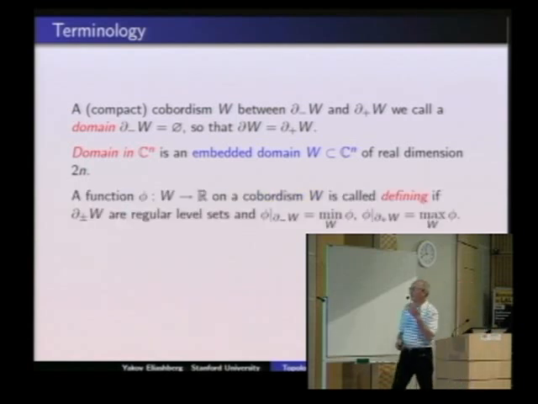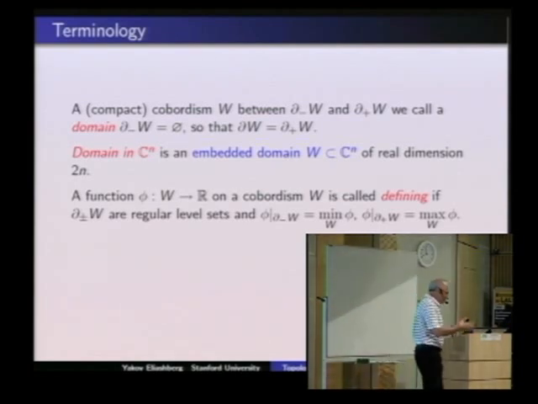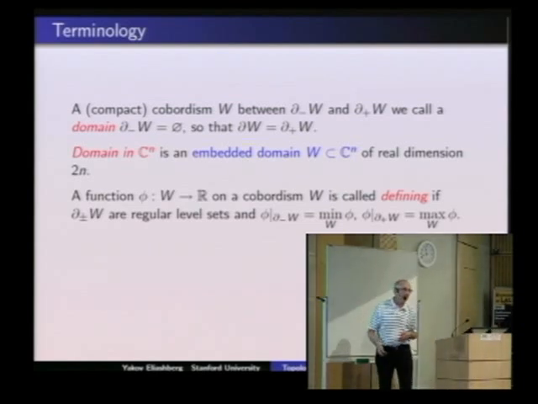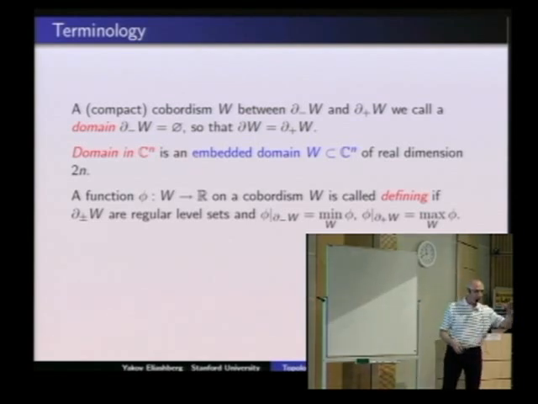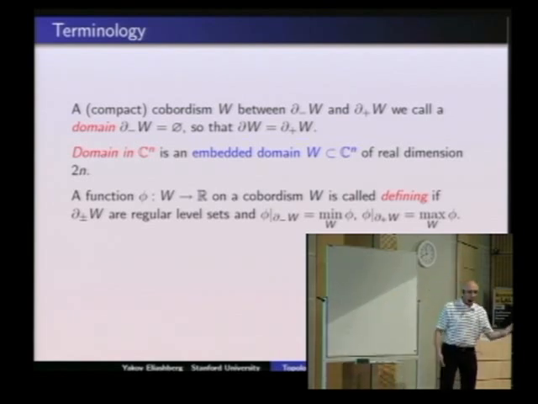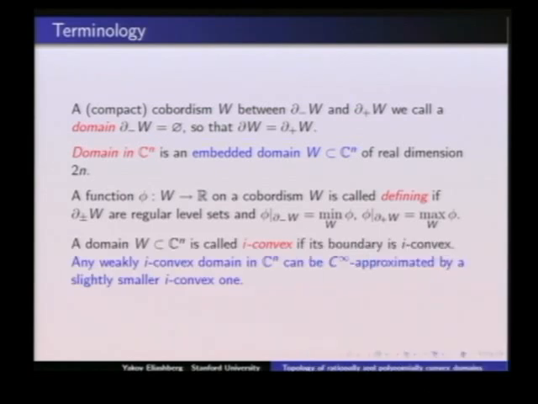When talking about cobordism, we like to consider a function which is constant on the boundary and attains its minimum and maximum on the boundary components, and I will be calling such a function defining. So a defining function is always a function on a cobordism which attains its maximum and minimum on the boundaries, respectively. If we take a domain, the defining function has a maximum on the boundary. So convexity for a domain is the same as the convexity for its boundary.